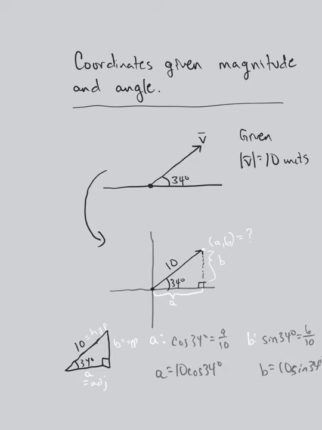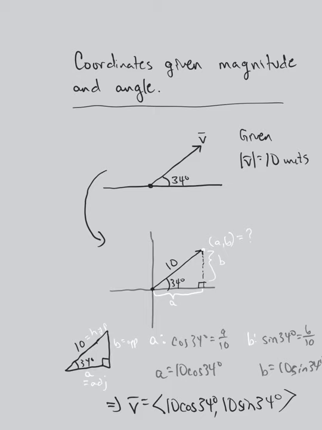So what is that saying now? That's saying that the coordinates of my vector V, its x-coordinate is 10 cosine 34 degrees, and its y-coordinate is 10 sine 34 degrees, like that. Now one important thing here, you don't even necessarily need to go through this trig after the next slide that I show you.